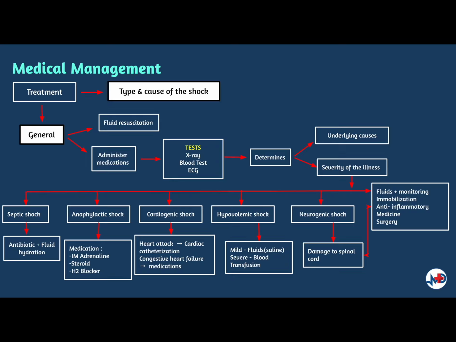And lastly, neurogenic shock, which is the most difficult kind of shock to treat. Damage to the spinal cord is often irreversible and causes problems with the natural regulatory functions of the body. Besides fluids and monitoring, immobilization and anti-inflammatory medications such as steroids are suggested, and at times surgery can be main parts of the treatment as well.